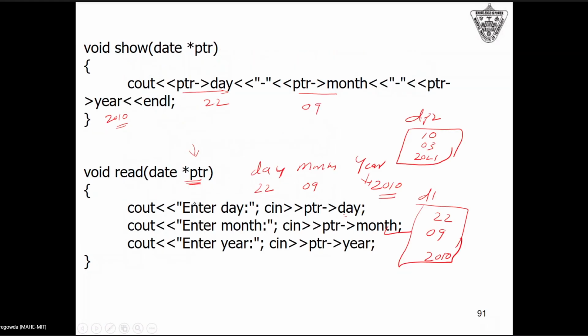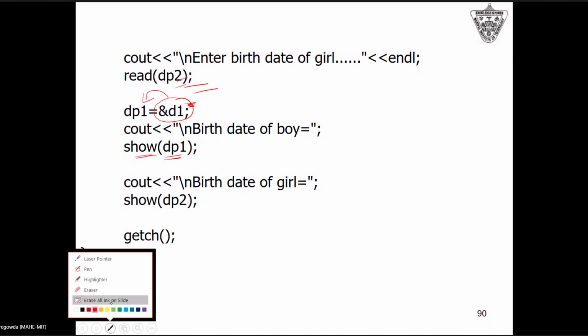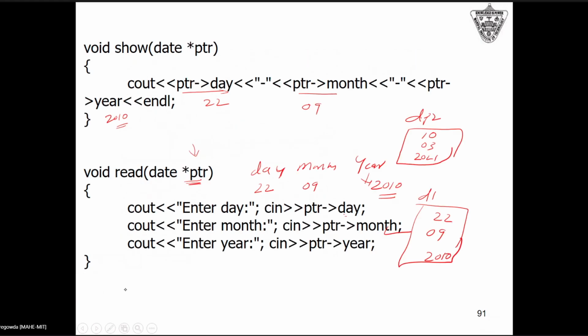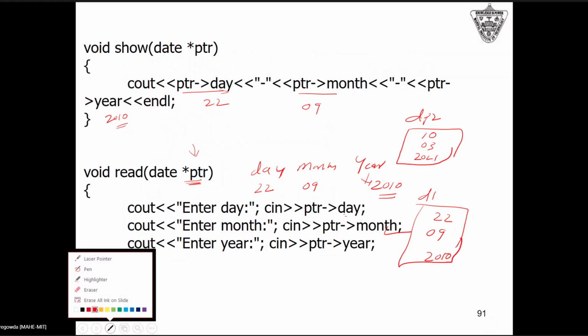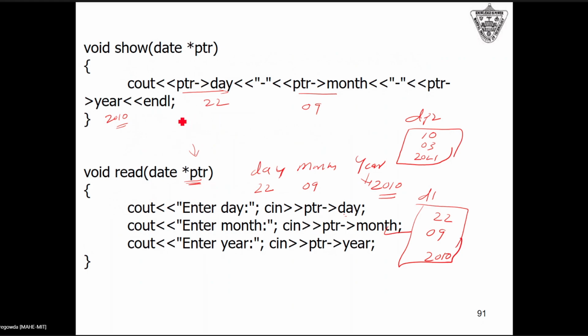The second time, I'm going to invoke the function with DP2. When I invoke it, coming to the show function, the DP2 address is copied to the PTR, so that you display 10, 03 and 2021 here. So this is how I can make use of the pointers in my applications.